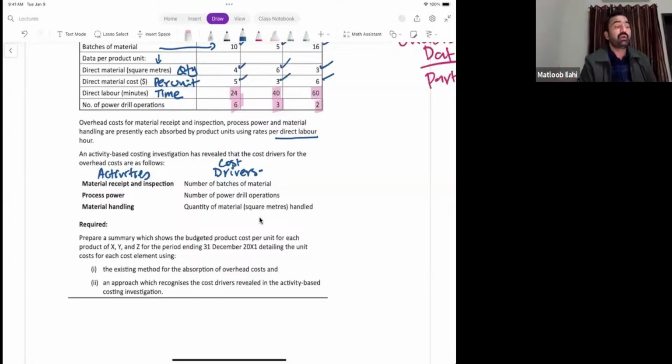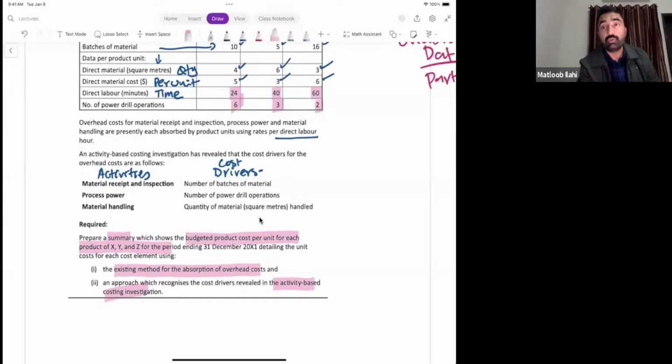Okay, required. Prepare a summary which shows budgeted product cost per unit for each product X, Y, Z for the period, detailing the unit cost for each cost element using the existing method for absorption of overhead cost and the approach using the ABC method. In short, you are asked to prepare a summary of cost calculation using both methods of overheads.